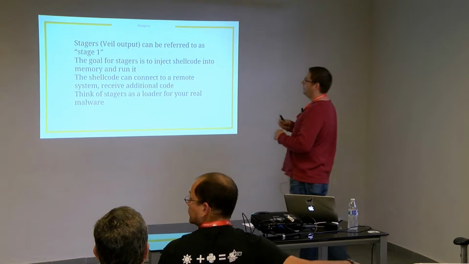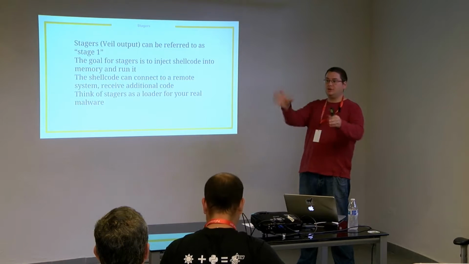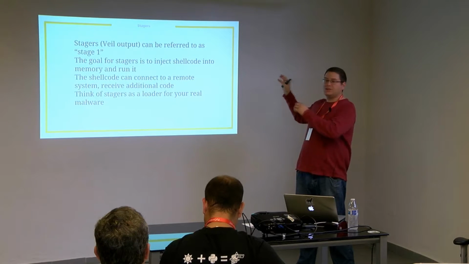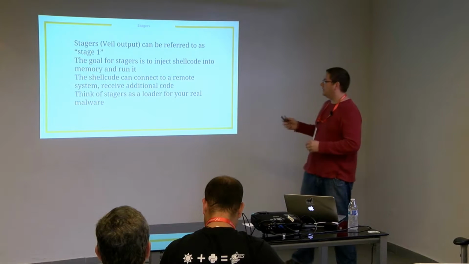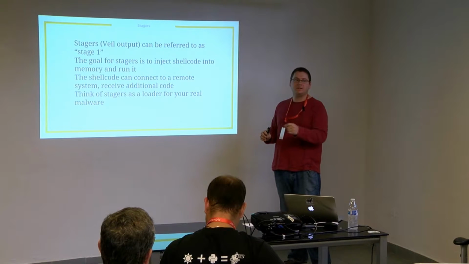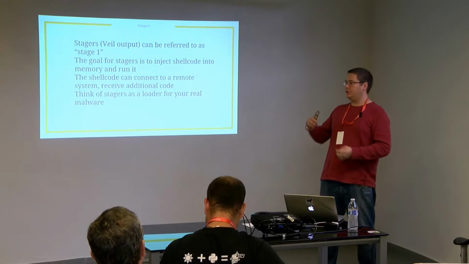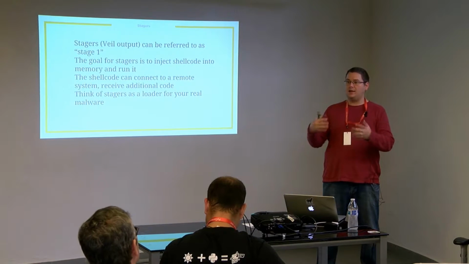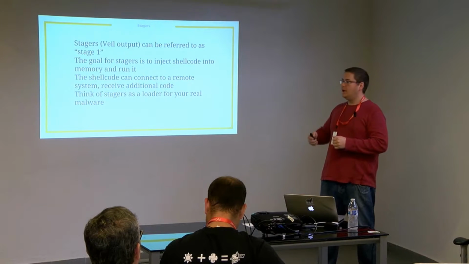The purpose of shellcode is usually to connect to a remote system that you as the attacker would control, and it receives additional code. This is your real malware. So a good way to think of stagers, these tiny executables that Veil makes, is as a loader for your real malware. It runs, receives the real malware all in memory, and then gets that up and running on the system you're trying to compromise, and then you're good.